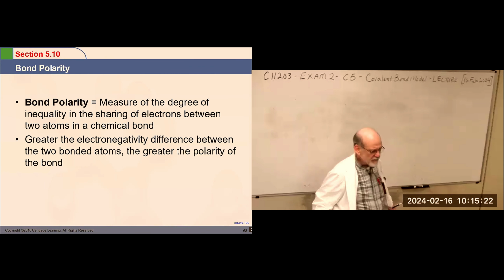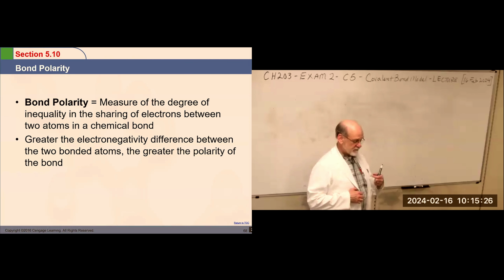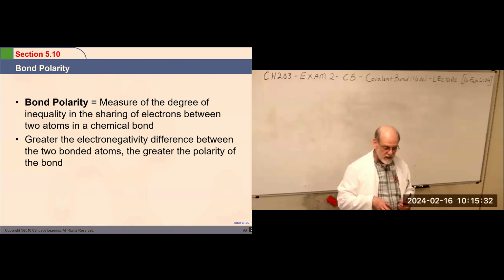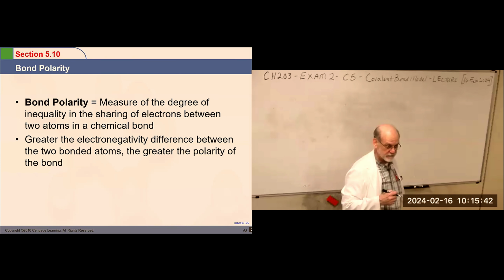Now, the concept of bond polarity is buried in this concept of electronegativity. The bond is polar if you have a difference between the electronegativities of the two atoms in the bond. And I showed you one earlier, hydrogen and fluorine is extremely polar toward fluorine.